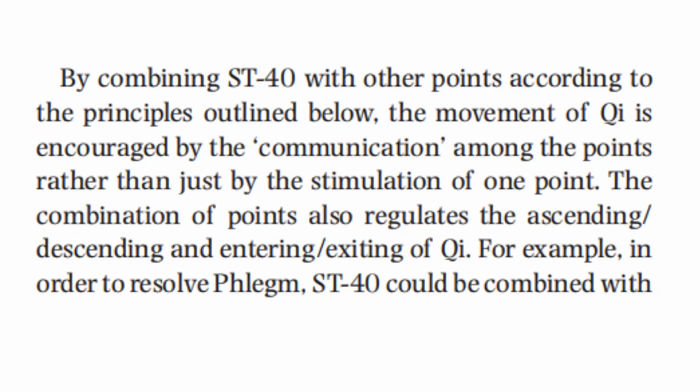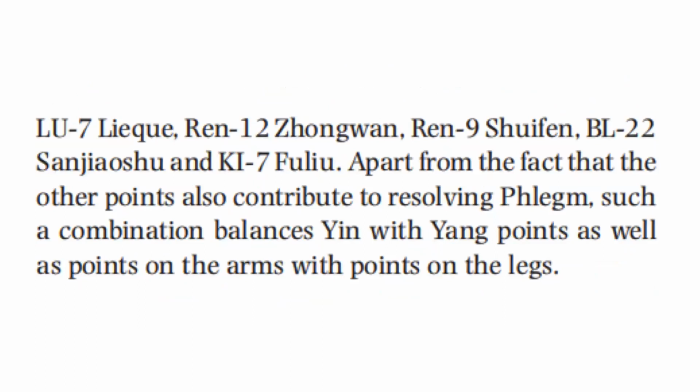For example, in order to resolve phlegm, stomach 40 could be combined with lung 7, ren 12, ren 9, bladder 22, and kidney 7. Apart from the fact that the other points also contribute to resolving phlegm, such a combination balances yin with yang points, as well as points on the arms with points on the legs.